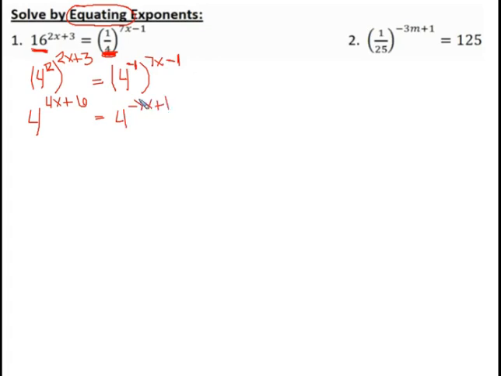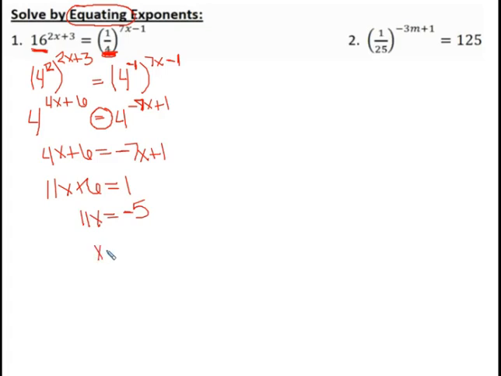So now notice how we have the same base, which means that our exponents must be the same as well, since we have them being set equal to each other. So 4x plus 6 should equal -7x plus 1, and from there it should be pretty simple for us to solve. So maybe I'll add the 7x over, which would give us 11x plus 6. If I subtract the 6 over, I'll be left with a -5, and dividing by 11, we finally get -5 over 11. There we go.